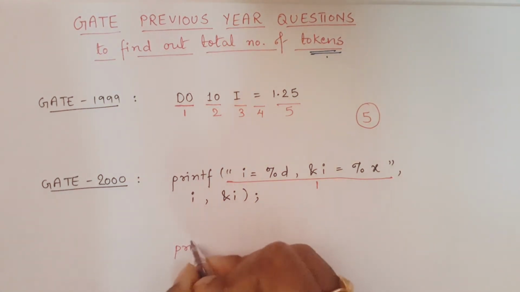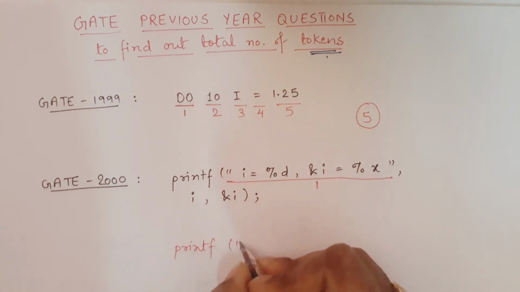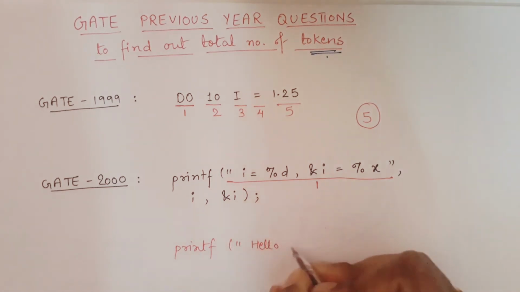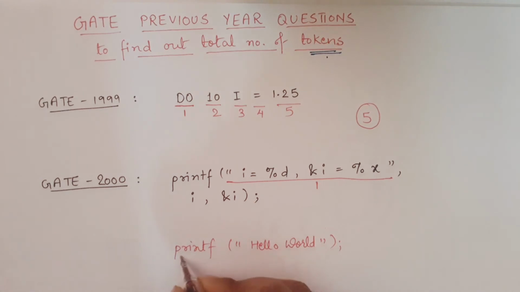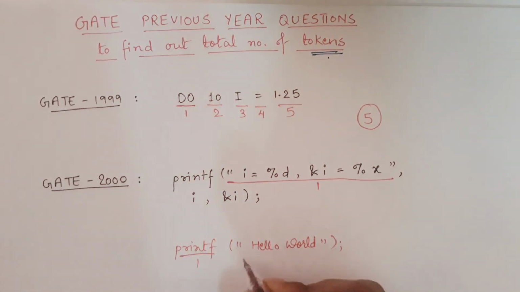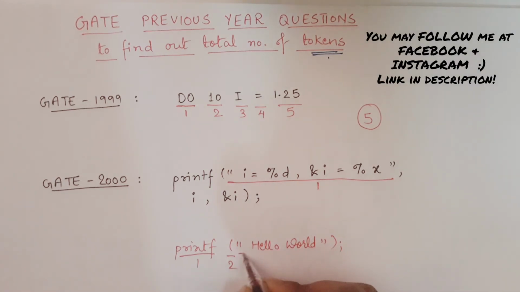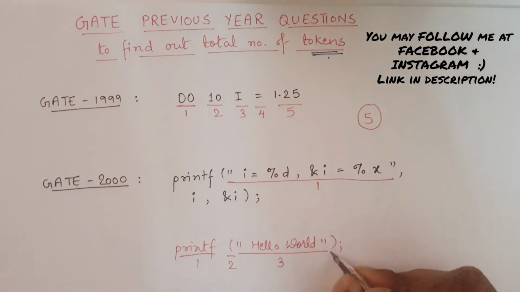Let's see, if you are given printf hello world, the thing that every programmer does for the first time, and you are expected to find out the total number of tokens, what will be the total number of tokens in this? Printf will be your first token. This opening bracket will be your second token. This inverted comma to inverted comma, this whole thing will be your third token. Again closing bracket, fourth token, semicolon, fifth token.